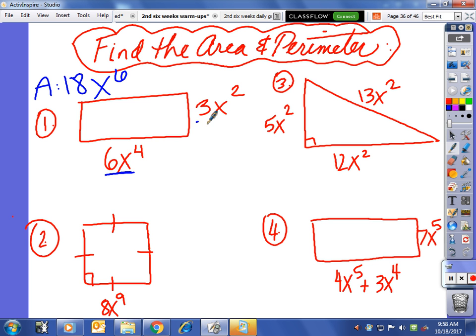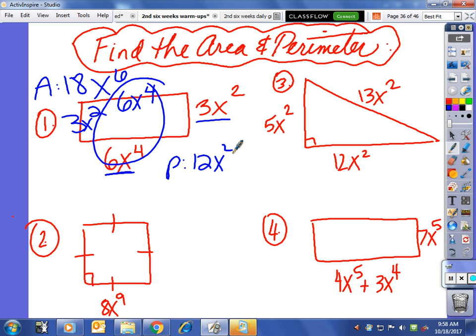Now, the length and the width, are they like terms? No. The best I can do with those is connect them with a plus sign. That's how I add them. I put a plus sign in between them. However, there's 4 sides here. So there's definitely going to be some like terms. These two have to get put together. What's a 6x to the fourth with another 6x to the fourth? 12x to the fourth. Again, the exponents never change when you're adding like terms.